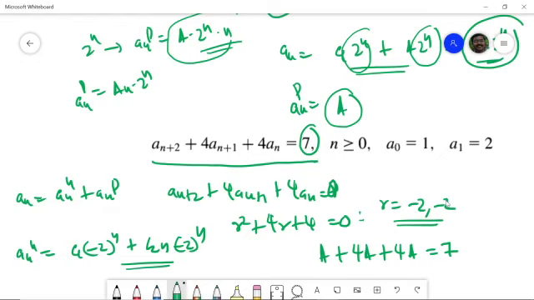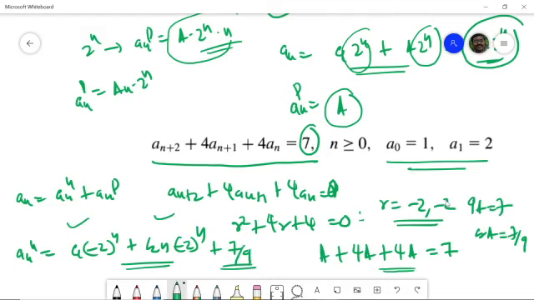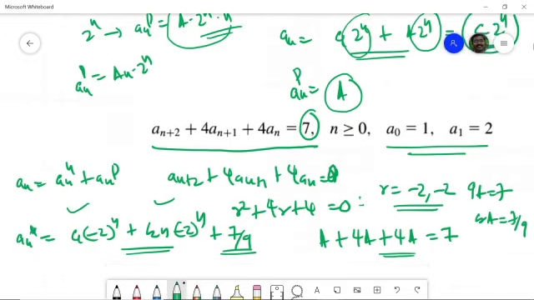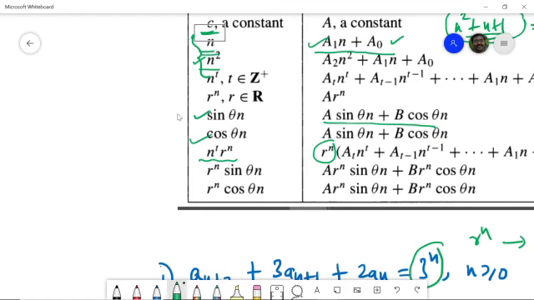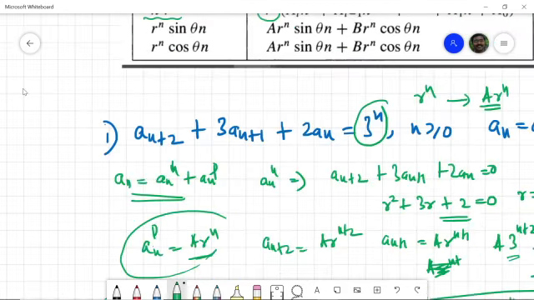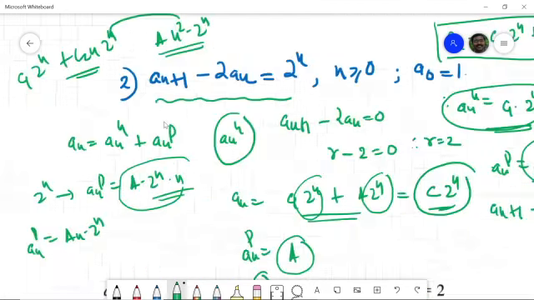Okay, in order to find c1 and c2, they have given you two conditions, which say that a0 is equal to 1, a1 is equal to 2. You have to complete that also. So how will you do it? You just substitute. When it is a0, your n would be 0. So when you do that, what will you get? Okay, just a second, please wait.